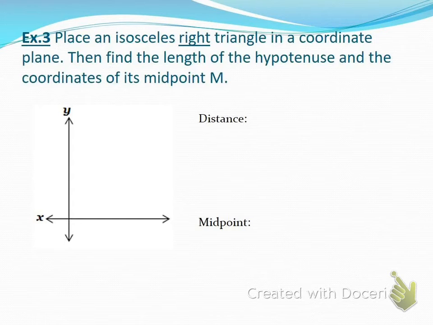So, we're again placing a right triangle in this coordinate plane. But if we want it to be isosceles, what needs to be true about it? Good. Two sides are going to be the same. Which two sides specifically? The legs, which are going to be on the axes. Because remember, the hypotenuse is always across from the right angle. So if we're using our axes to form that right angle, then those legs are the ones that need to be congruent to each other. Okay, and we can draw in our hypotenuse across from that.